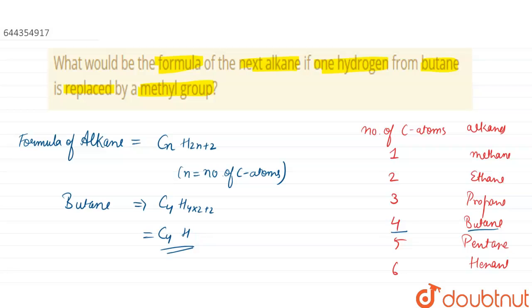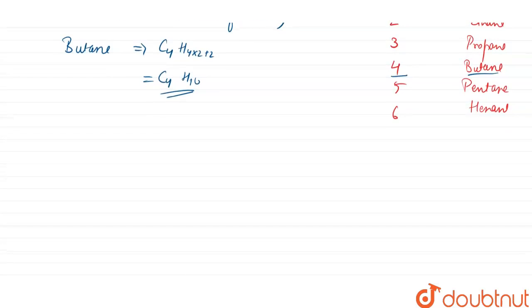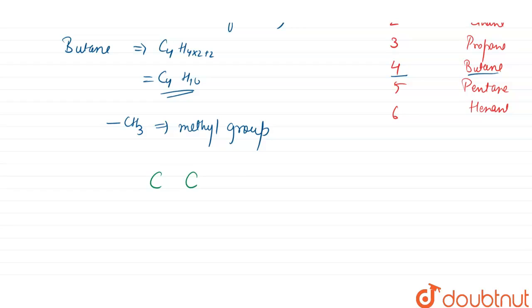Let us draw the structure for this to find out what happens if we replace one hydrogen with a methyl group. We know that CH3 is the methyl group. Now let us write the structure of butane, that is 1, 2, 3 and 4: CH3, CH2, CH2 and CH3.